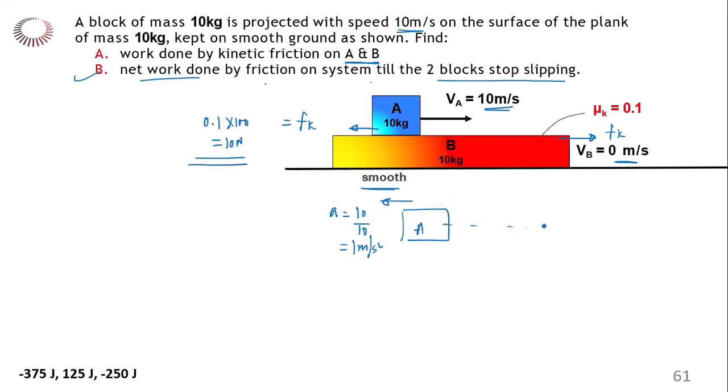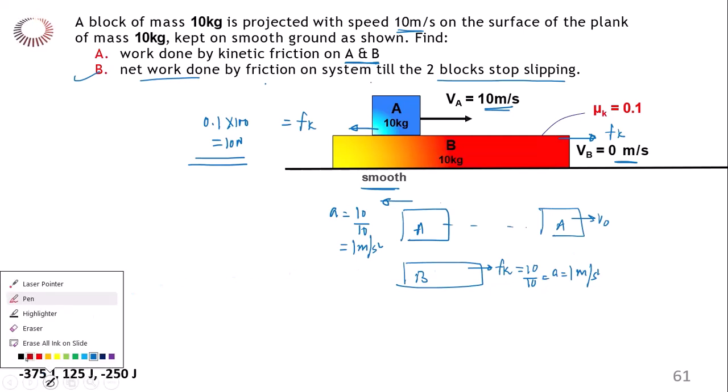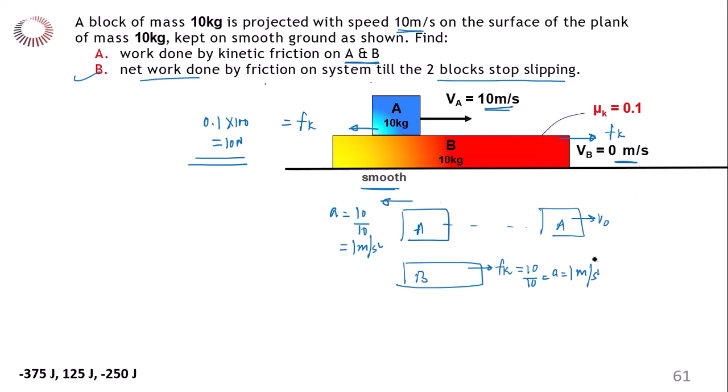Ultimately the velocity of this particle is going to be 0, but we are asked to calculate till they stop slipping. That means after some time, let us say the block A is moving with a velocity v naught. B block is moving with some acceleration. What is that acceleration? The force Fk is 10, so 10 by 10, acceleration is again 1 meter per second square. So B is moving forward with some acceleration and A is moving forward with some retardation. After some point of time, both reach the same speed, B block also moving forward with velocity v naught. At that point of time, the slipping will stop.